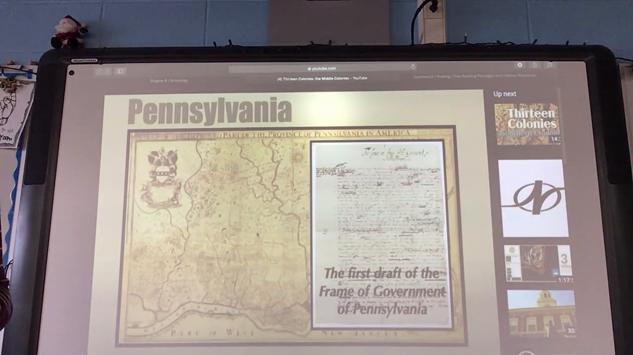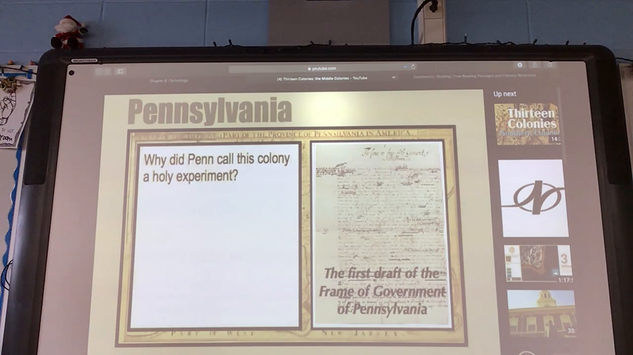Okay, let's see what they have. And meanwhile, Penn does his part. He drafts a document called the Frame of Government of Pennsylvania. And that document outlines the religious freedoms that the colonists there are going to enjoy. In fact, William Penn refers to this colony as a holy experiment.